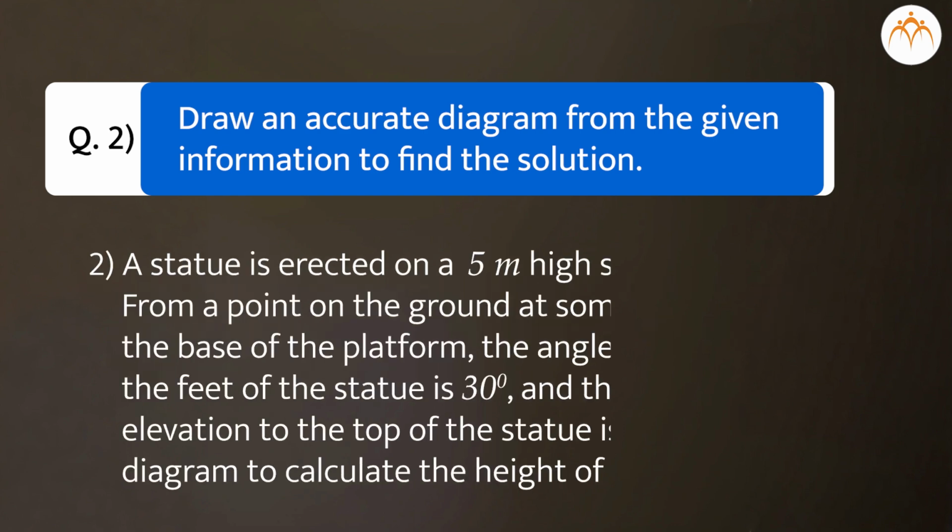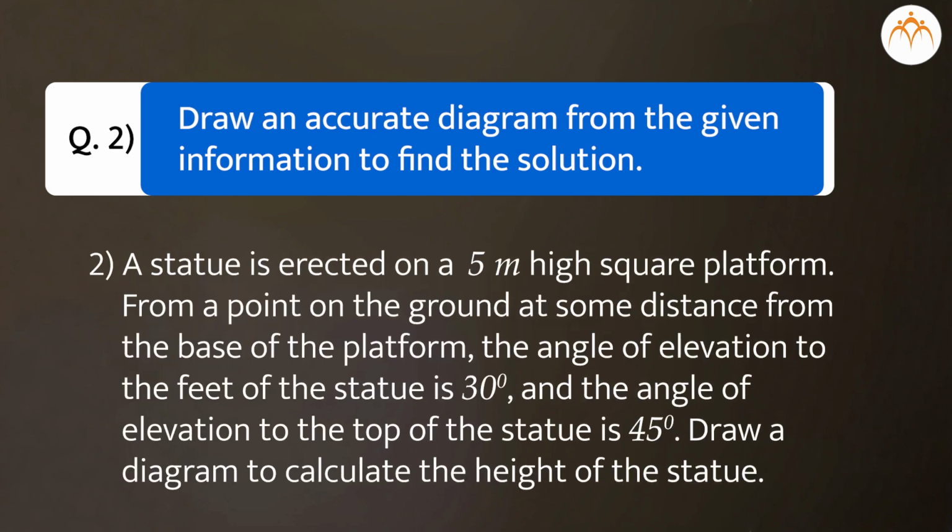A statue is erected on a 5-meter high square platform. From a point on the ground at some distance from the base of the platform, the angle of elevation to the feet of the statue is 30 degrees and the angle of elevation to the top of the statue is 45 degrees. Draw a diagram to calculate the height of the statue.